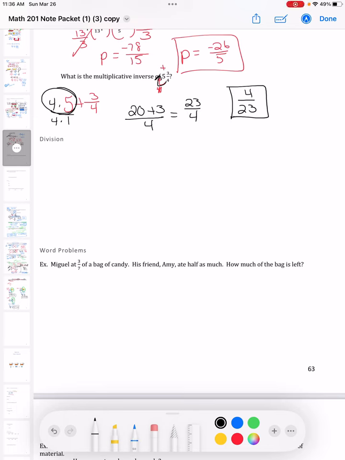So now we've done a whole bunch with different multiplication of rational numbers. Let's look at division of rational numbers. I'm going to go ahead and tell you what the rule is and then do some explaining.